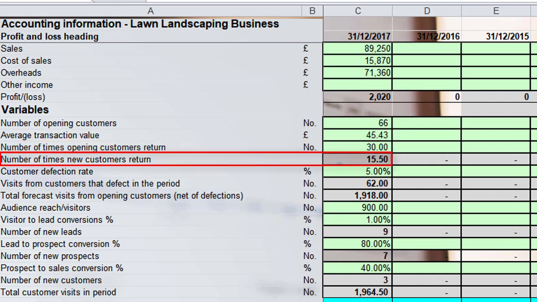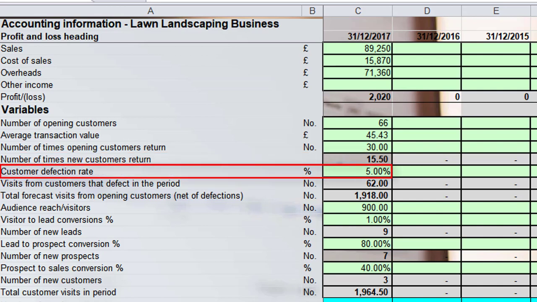The Increased Profit software has automatically calculated the number of times new customers return, which in this case is 15.5. I won't go into too much detail of how that's calculated, but effectively it's an average. It assumes that customers come on gradually throughout the year, and of course the ones that join you at the beginning of the year are more likely to come to you close to the 30 times, and the ones that come to you towards the end of the year are only going to be coming 1 or 2 times, and that takes the average.